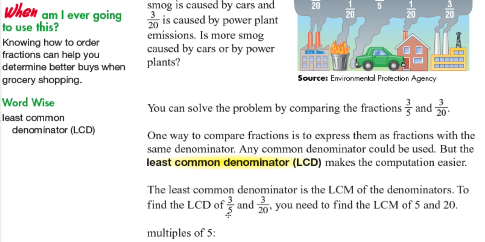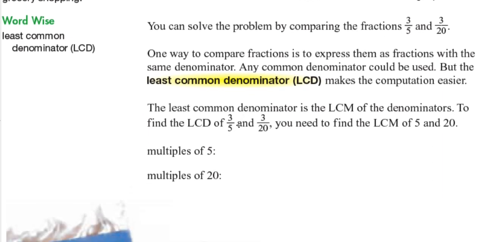To find the LCD of 3/5 and 3/20, you need to find the LCM of 5 and 20. From what we learned, there are three methods to find the LCM: the calculator method, the listing method, and the prime factorization method. Let's use the listing method for this one. Multiples of 5 are 0, 5, 10, 15, 20, and so on. Multiples of 20 are 0, 20, 40, 60, and 80. The non-zero least common multiple would be 20. So the LCM of 5 and 20 is 20.